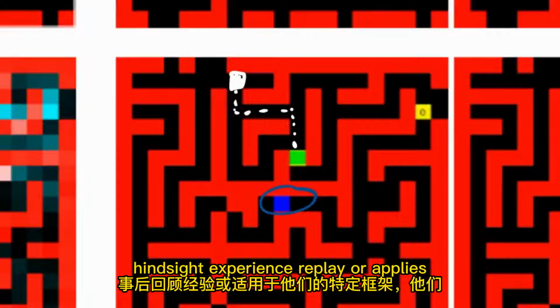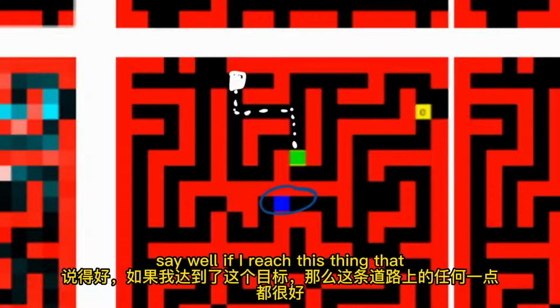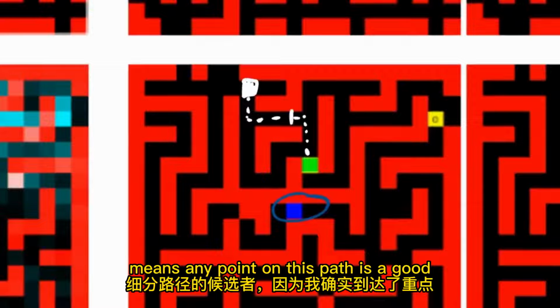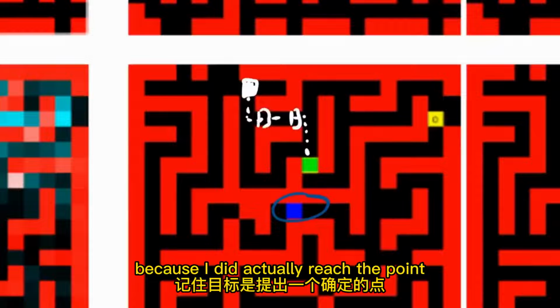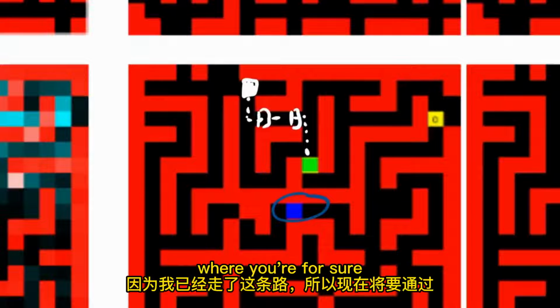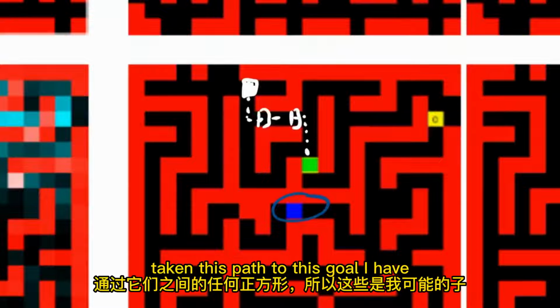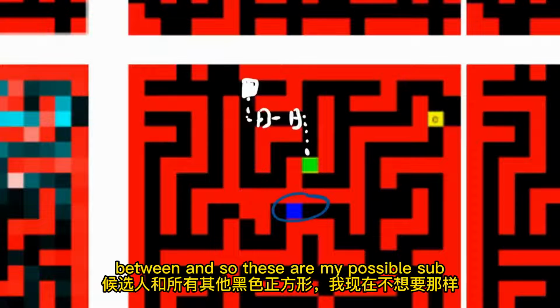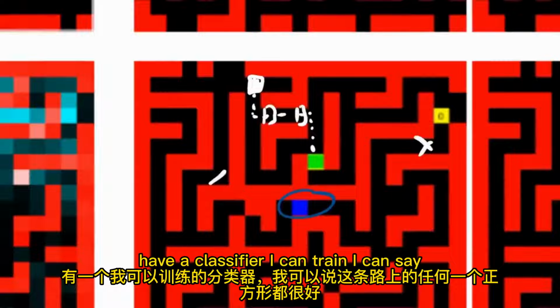Now this paper just generalizes the hindsight experience replay or applies it to their particular framework, and they say, well, if I reach this thing, that means any point on this path is a good candidate for subdividing the path because I did actually reach the point. Remember, the goal is to propose a point where you're for sure going to pass through. Now, since I've taken this path to this goal, I have passed through any of the squares in between, and so these are my possible sub-candidates. And all other black squares, I don't want that.